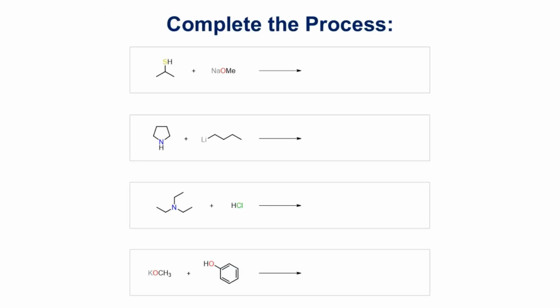Try to use the same process for each of these situations. Work out what the products will be and how the curved arrows should be applied to describe each reaction.